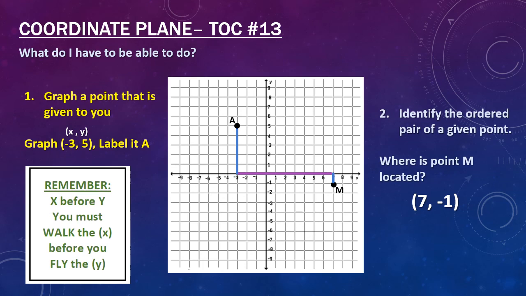So my points would be 7, -1, and that would be my answer. So you have to be able to do both, in addition to labeling the quadrants. So they may say, what quadrant is this? And you'd have to label it 1, 2, 3, or 4. You have to know the axes, and you have to know the origin.